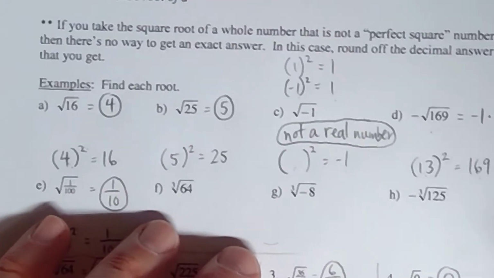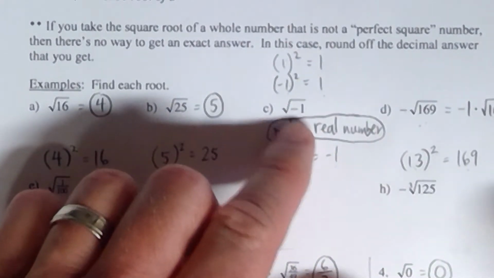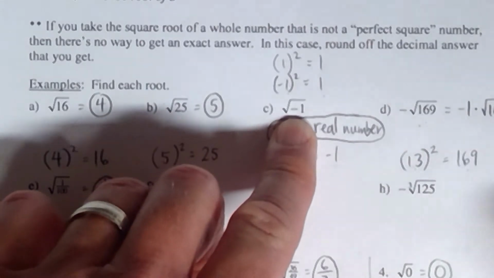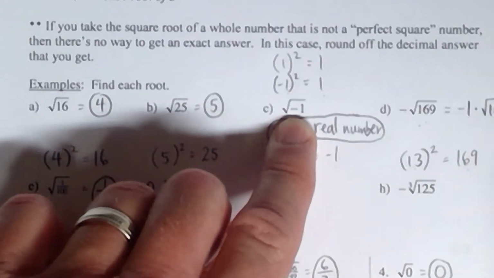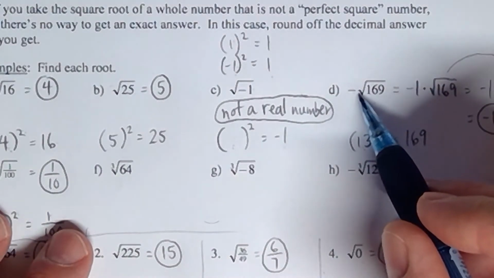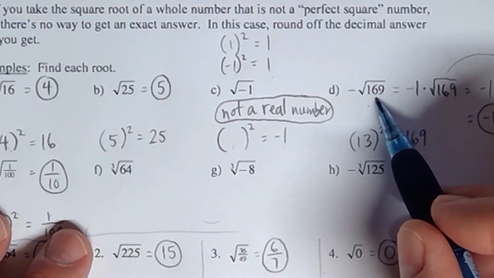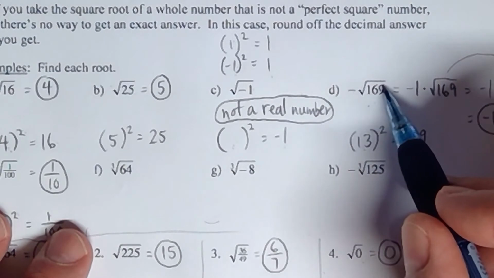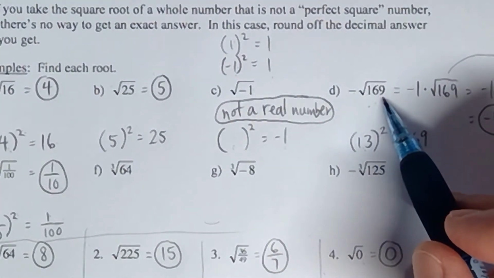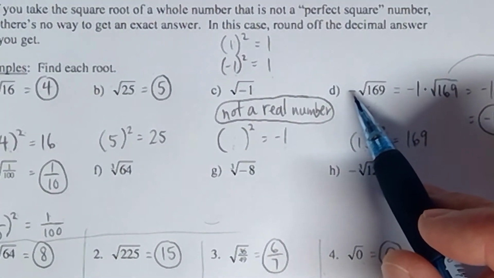Okay, this would be, if it existed, and it doesn't, it's not a real number, but it would be the square root of -1, same thing as the positive square root of -1. This right here would be -1 times the square root of 169, which is the same thing as the positive square root of 169 times -1.